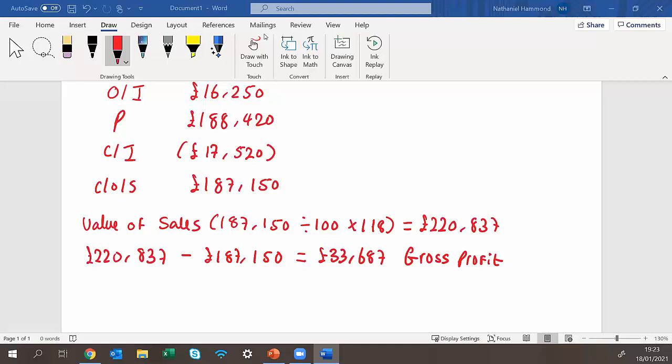Is it the gross profit? Is it the value of sales? Or is it something entirely different? That's fundamentally what it comes down to.